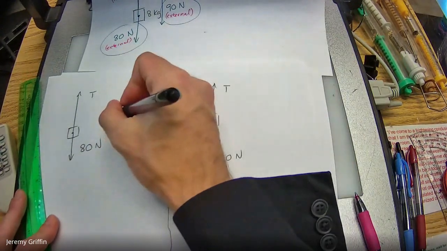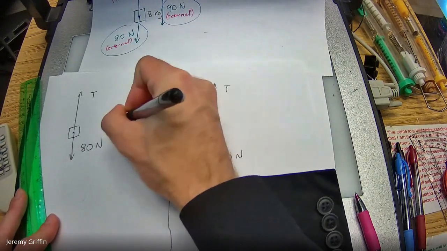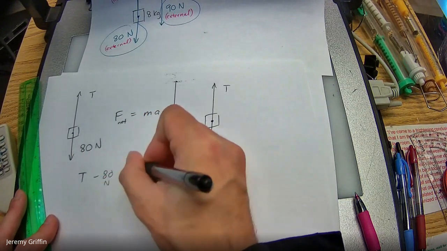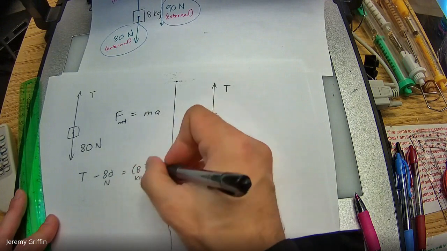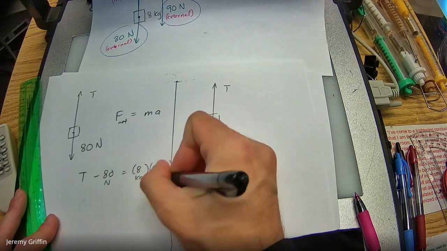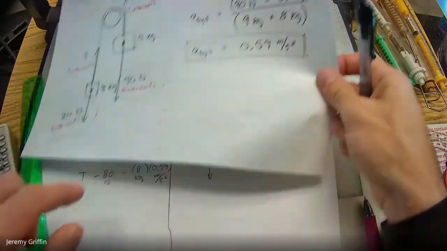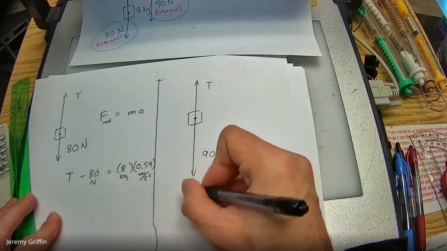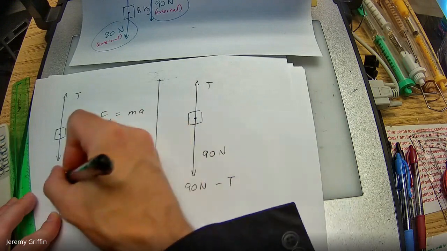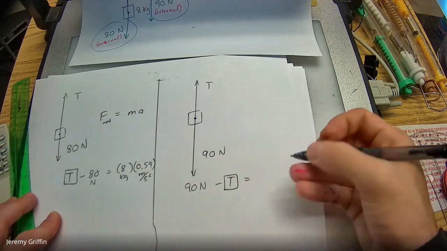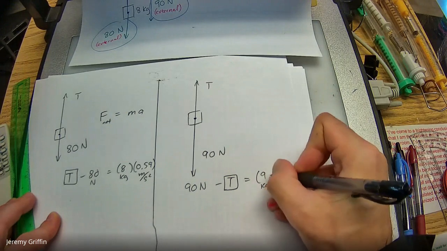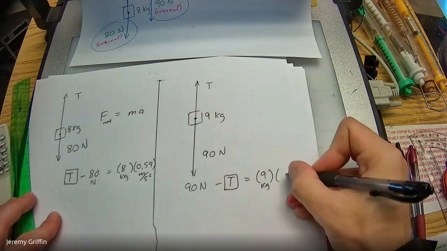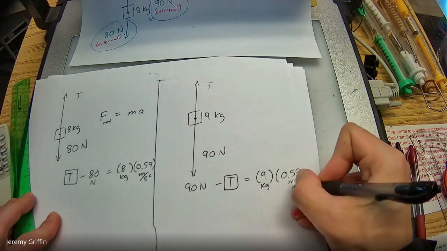Let's go Newton's second law of motion, F equals ma. This is a net force. So the net force is the tension up minus 80 newtons down, equal to an 8 kilogram block accelerating at 0.59 meters per second squared, because that was the answer we got before for the acceleration. Same story over here. The net force is 90 newtons down minus the tension up, equal to mass times acceleration, but this is a 9 kilogram block, also accelerating at 0.59 meters per second squared.